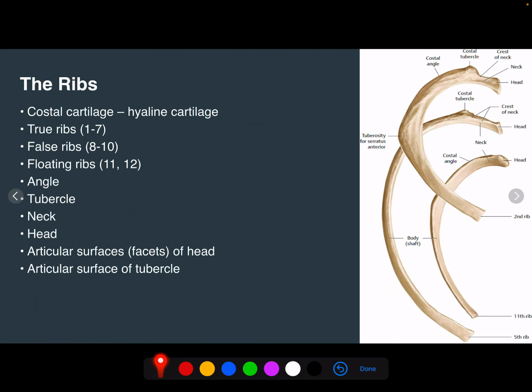Okay, so you can go back to the thoracic vertebra and see that articular facet on the transverse process. That's what articulates. It's the costal tubercle, which articulates with the articular surface, or the costal surface, on the transverse process.